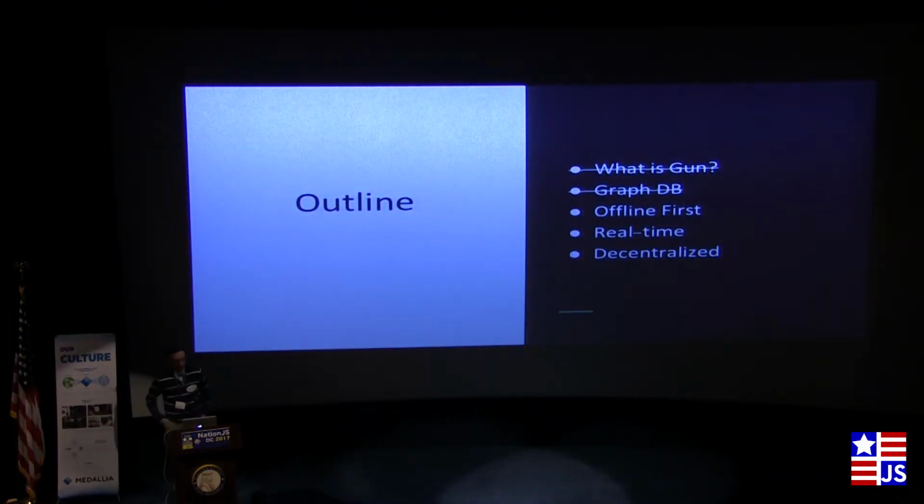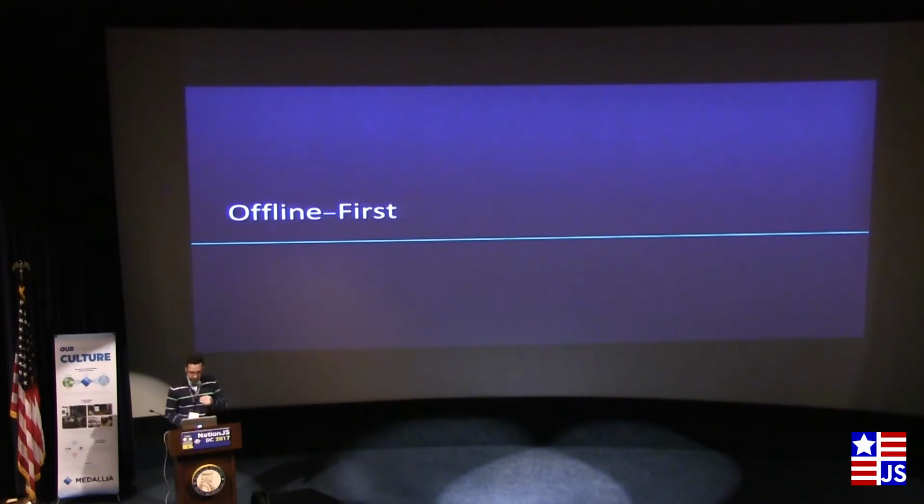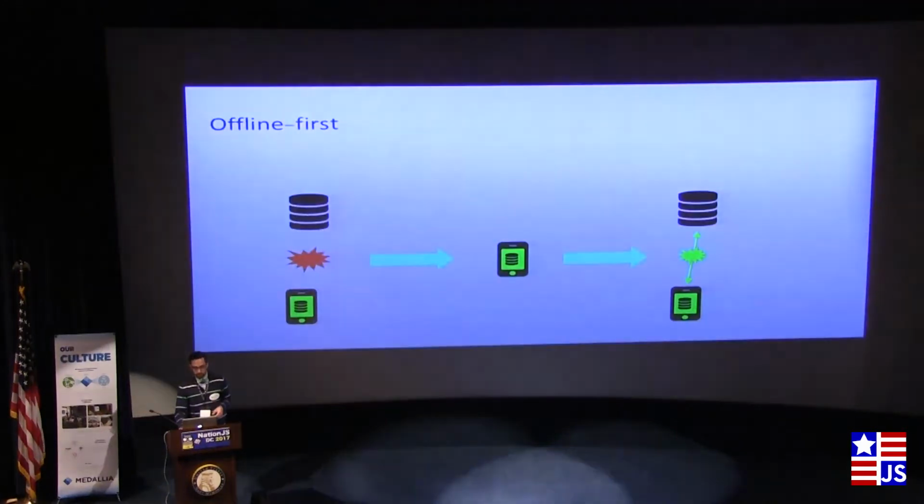So we talked about what is Gun. We talked about a graph database. We talked a little bit about how Gun does offline first, which is to say every Gun instance, whether that's running in a browser, you can put it in a React Native application and run it natively. You can put it in just about anywhere that Node or JavaScript will run, Gun will run.